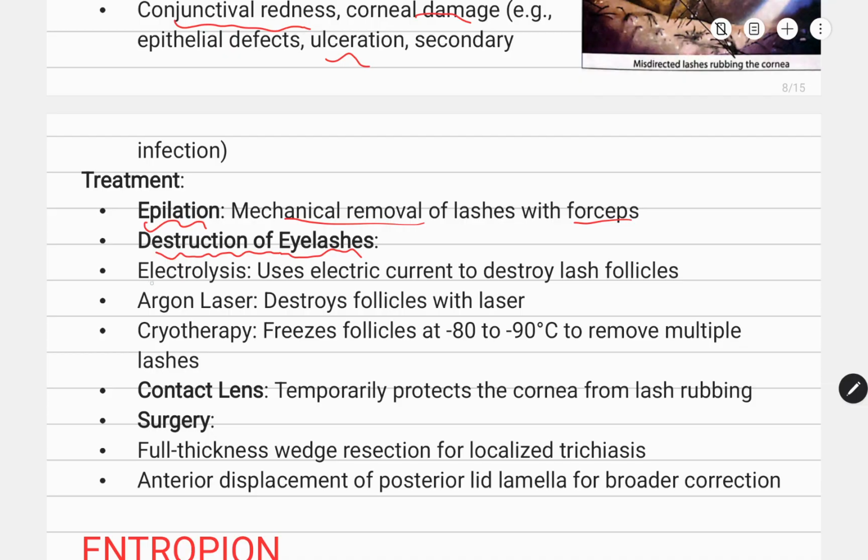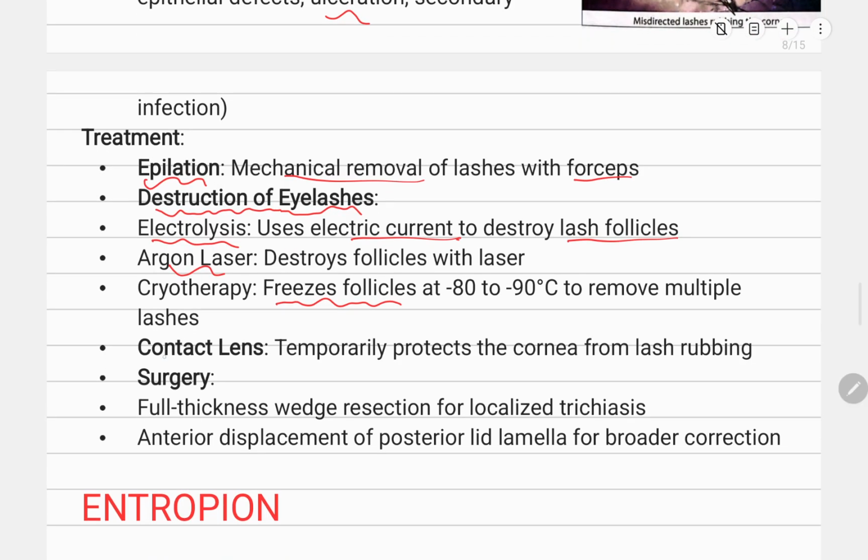So the first one is electrolysis. We use electrical current to destroy the lash follicles. The other is argon laser. We use laser to destroy them. The other is cryotherapy, in which we freeze the follicle and destroy it. So these are basically the different ways to destroy the eyelashes because they are causing the problem.